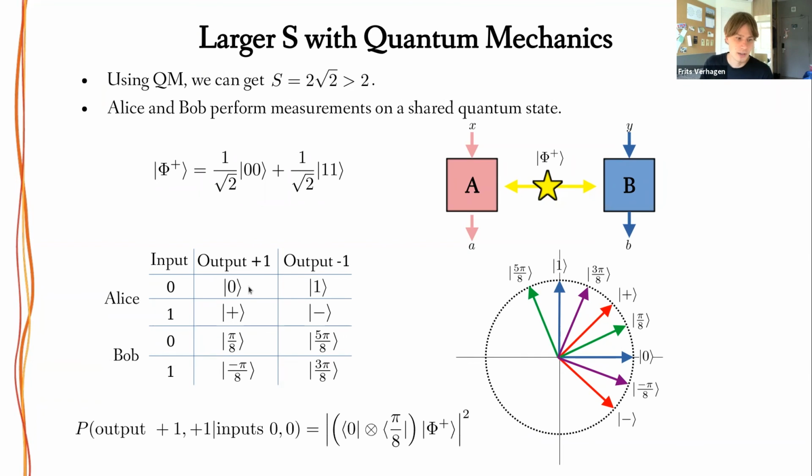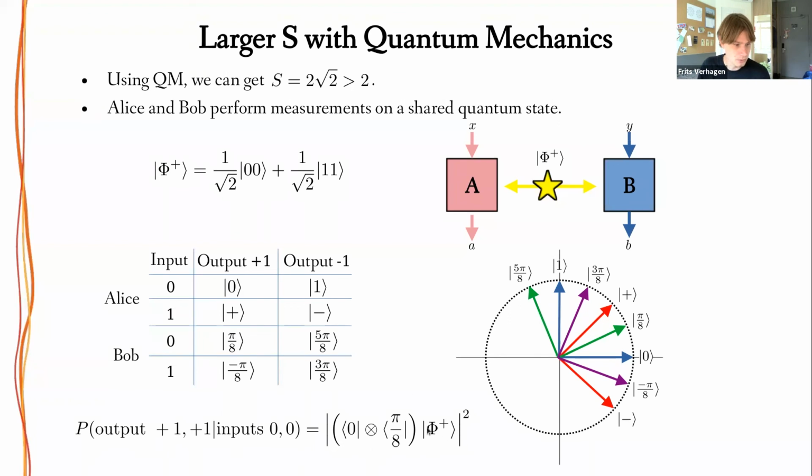And the calculation is pretty long. You can find it in the lecture notes if you're interested. But just to give an idea, you have to calculate probabilities like this. So for instance, if the inputs are 0 and 0, so in this row and this row, what is the probability of getting an output +1 and +1 from Alice and Bob? Well, that means that we have to calculate the probability that Alice will measure this 0 and Bob will measure this state pi divided by 8. And it looks like this.